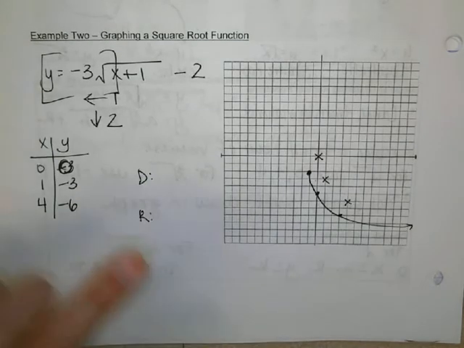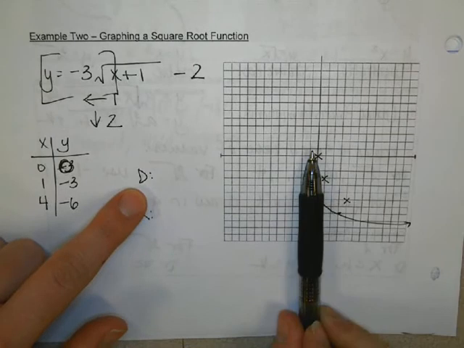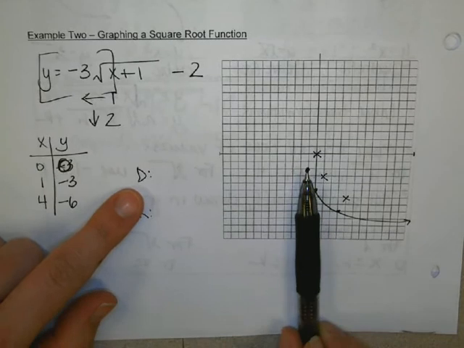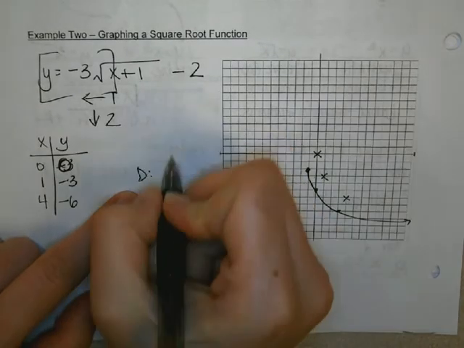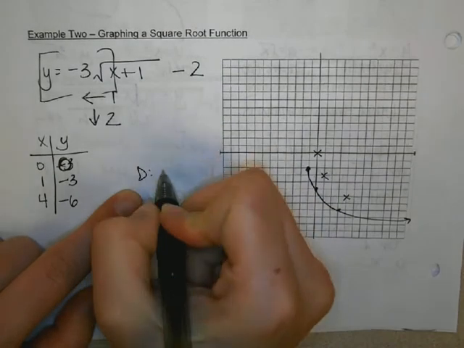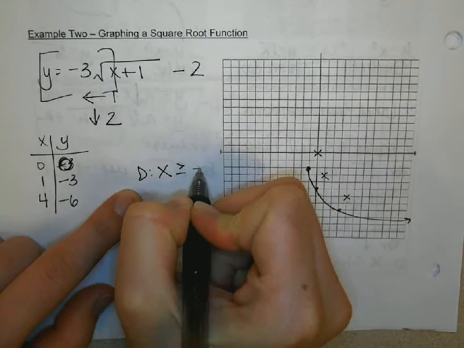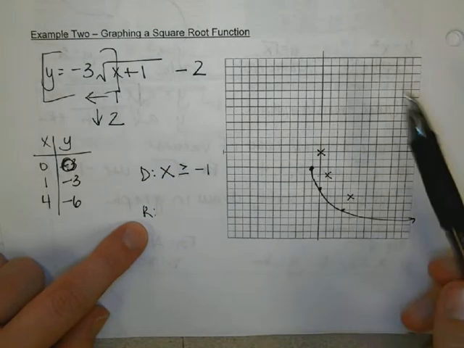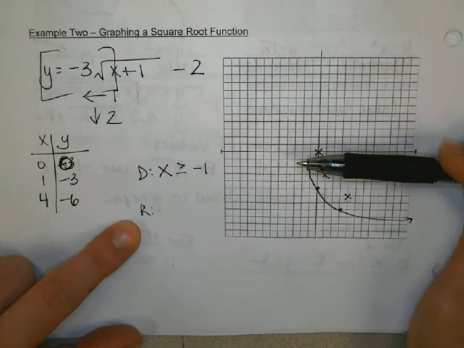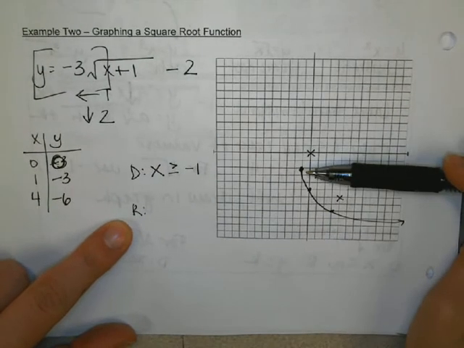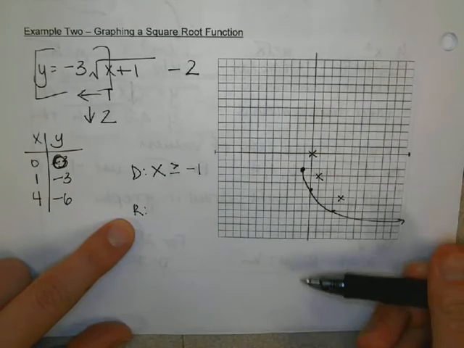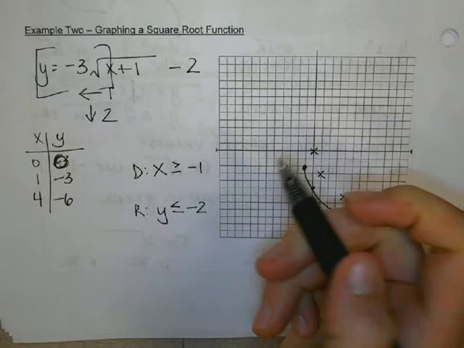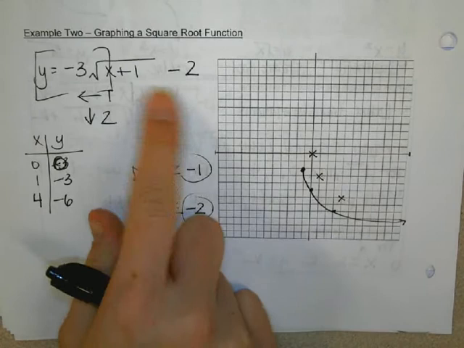Domain, again, is where your graph stops in terms of the x axis, the x value, stops at the x value of -1 and then goes to the right. So your domain is going to be x values greater than or equal to -1. For the range, it's going to be where it stops on the y-axis. It looks like it stops at the value of -2 and then goes down below that, so it's going to be y values less than or equal to -2. Also, keep in mind that this number and this number should also match up with your h and your k up here.